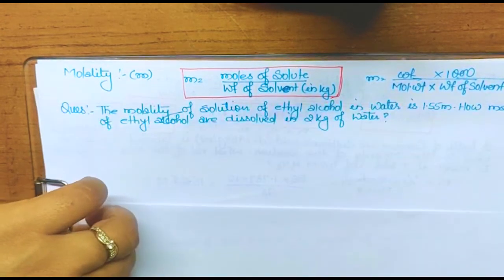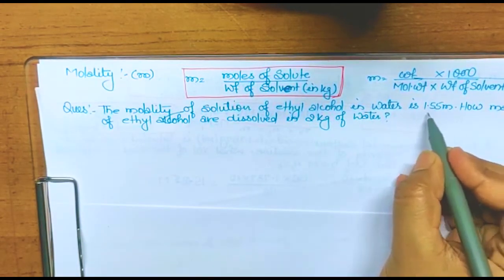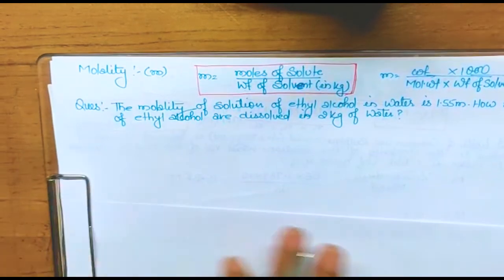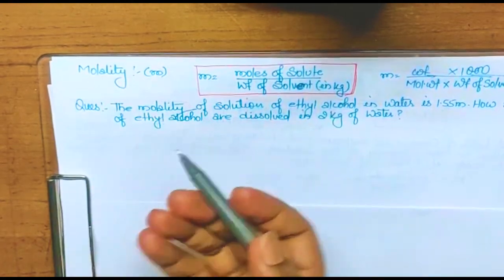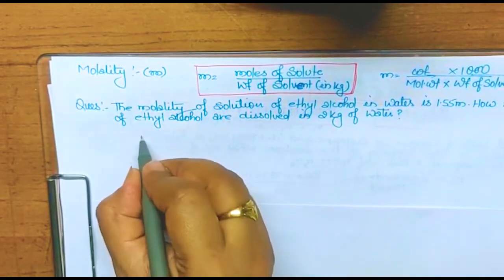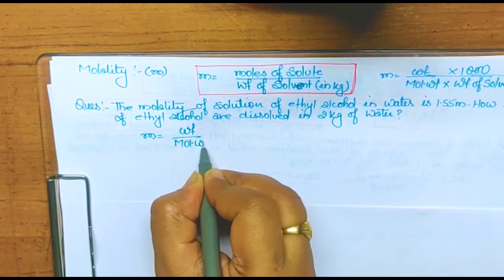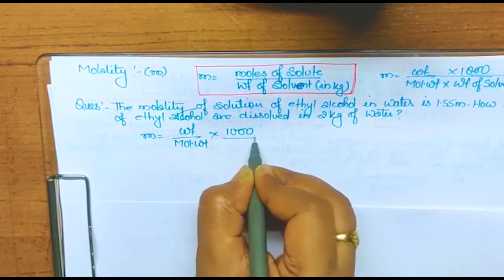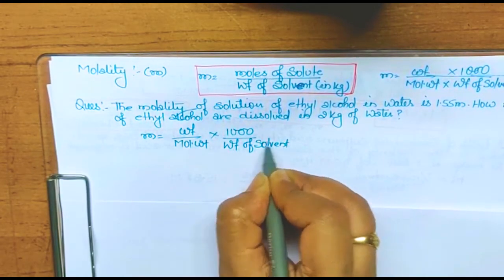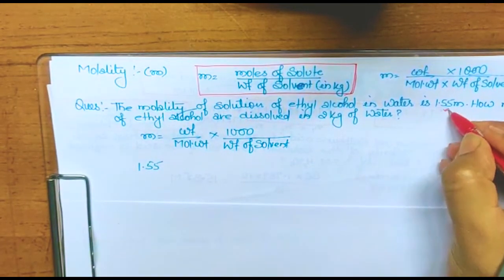The first question I have written is: the molality of a solution of ethyl alcohol in water is 1.55. How many grams of ethyl alcohol are dissolved in 2 kg of water? Very simple. Which formula will you apply? Mole is not given, weight is given, so you use this formula. Molality is equal to weight upon molecular weight into 1000 upon weight of solvent. The molality is given as 1.55.